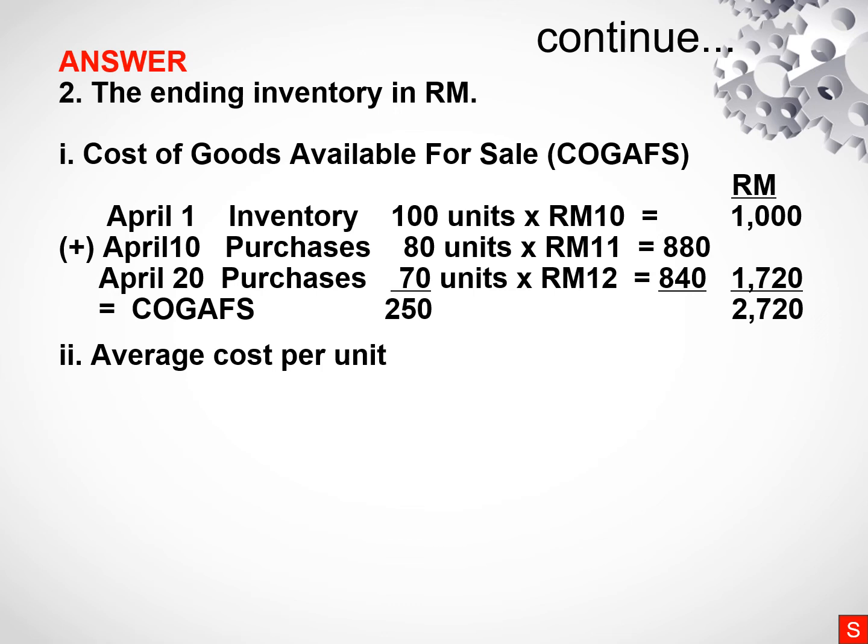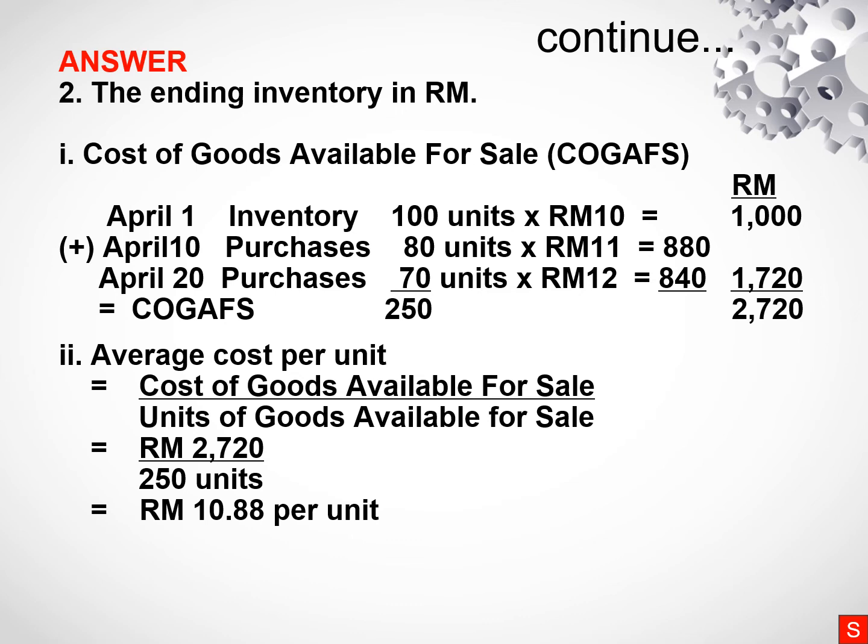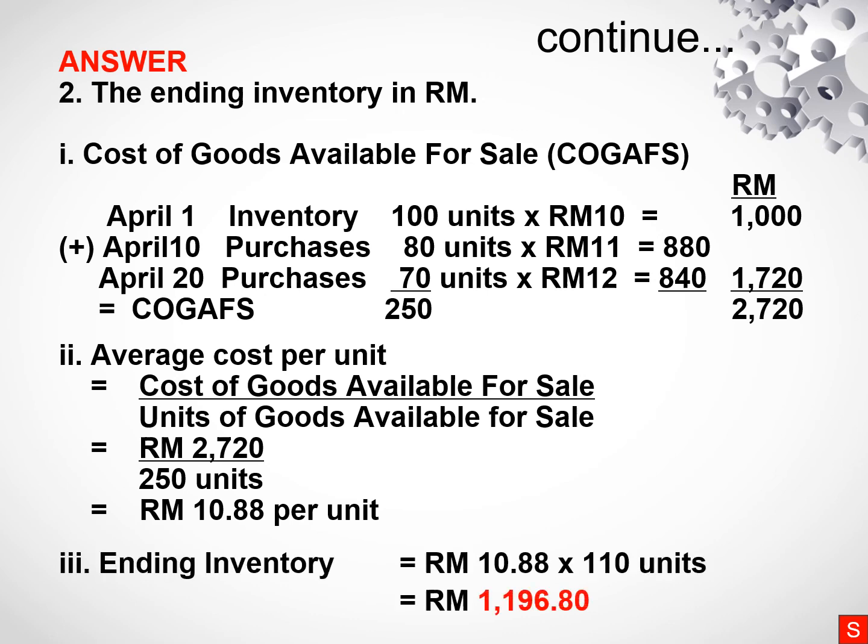The second step is to calculate average cost per unit, equals cost of goods available for sale divided by units of goods available for sale, that is RM2,720 divided by 250 units equals RM10.88 per unit. And ending inventory equals 10 ringgit and 88 cents, that is the cost per unit, multiplied by the ending inventory units, that is 110 units. Then the cost of ending inventory using weighted average method is RM1,196.80.